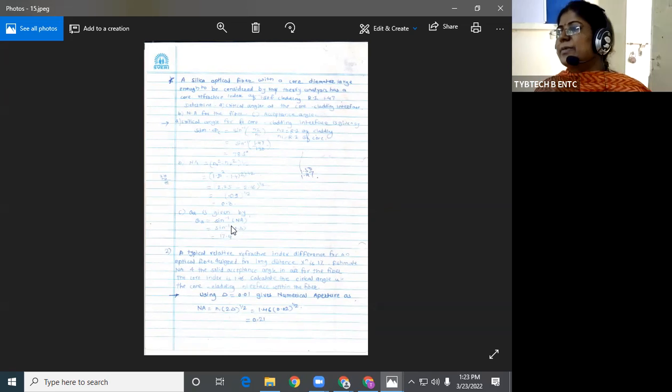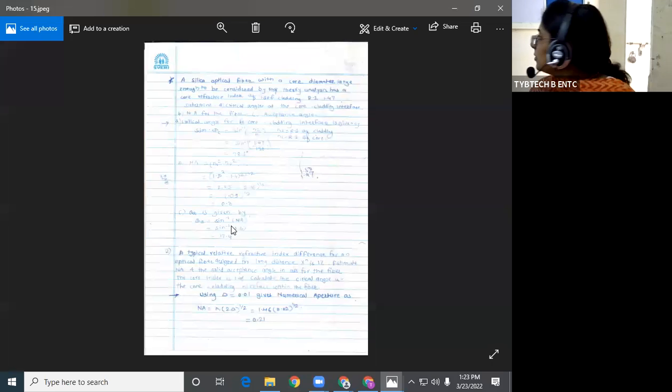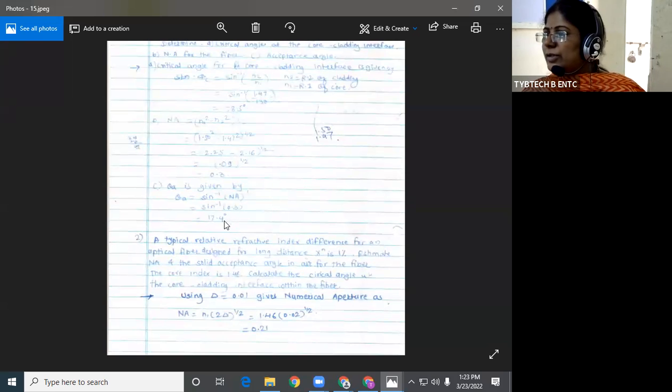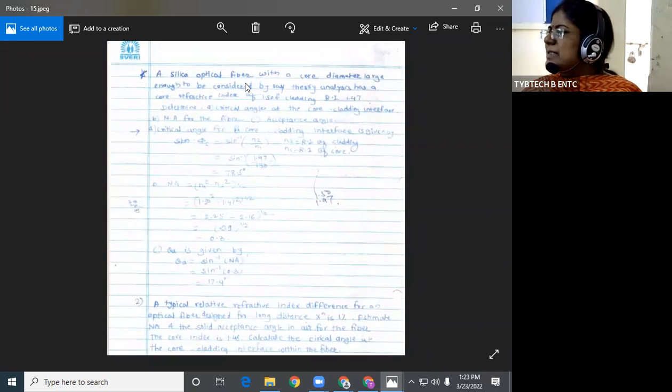So what is value of acceptance angle? Last two benches, if any doubt, please ask. Yes, what is your name? समझ like a numerical, or is there any problem? Yourself, is it clear? Last bench. किती आहे इथे acceptance angle ची value? 17.4. तुम्हाला आन्सर सांगितलं तुम्ही. 17.4 degree. So like this, and this is the simple numerical.